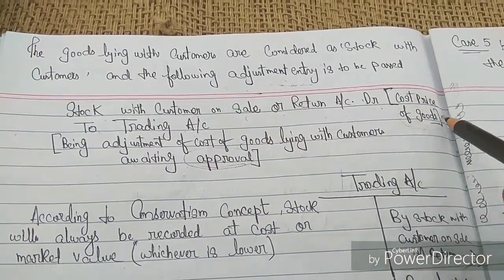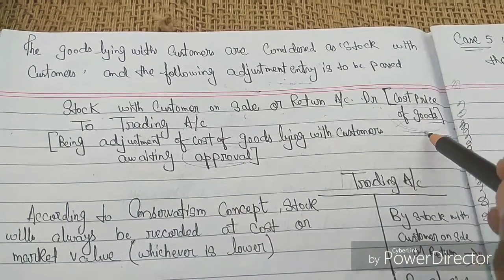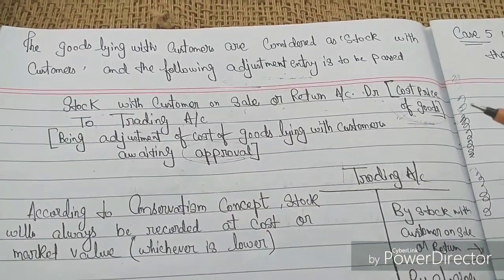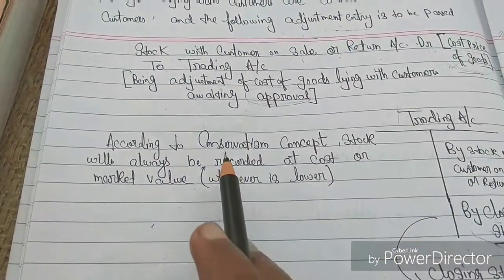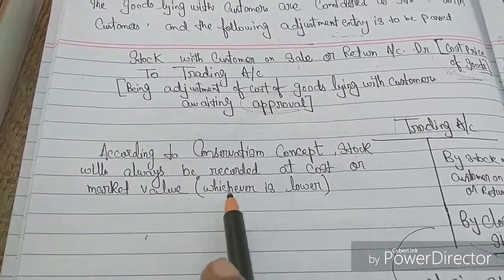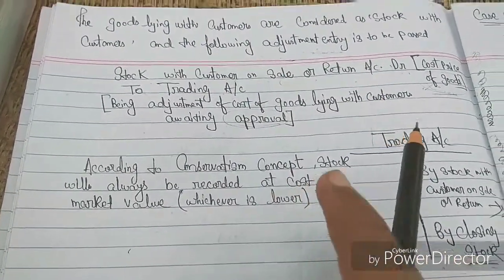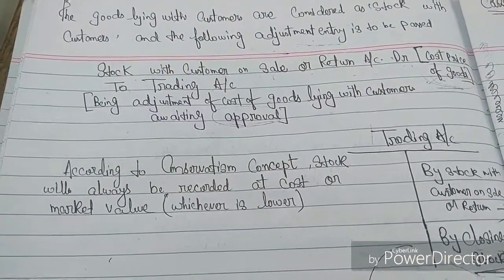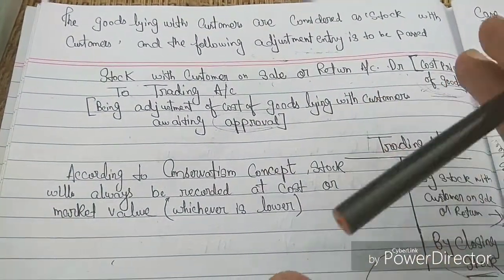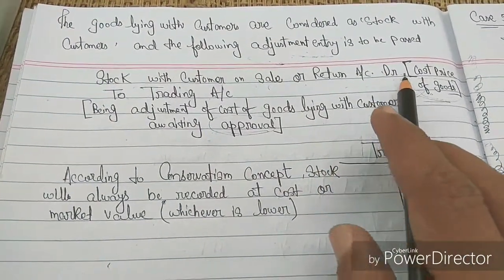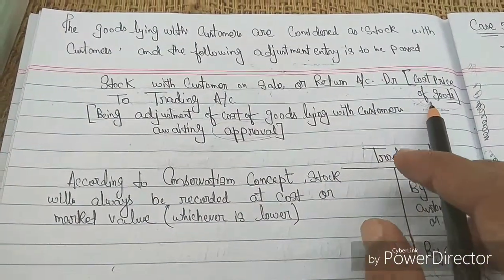One more thing in this entry, the stock amount will be at cost price of goods, because the cost price is always lower than the market value. According to the conservatism concept, stock will always be recorded at cost or market value, whichever is lower. So we have to find the cost price of the goods or the stock that are still awaiting approval, and we have to record that amount in our books of account.